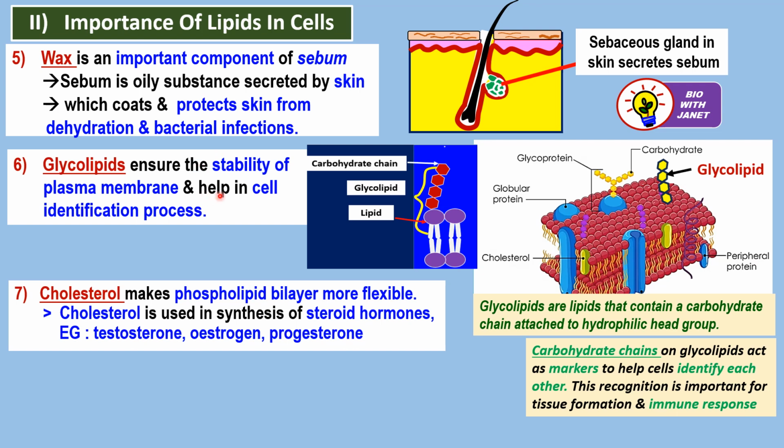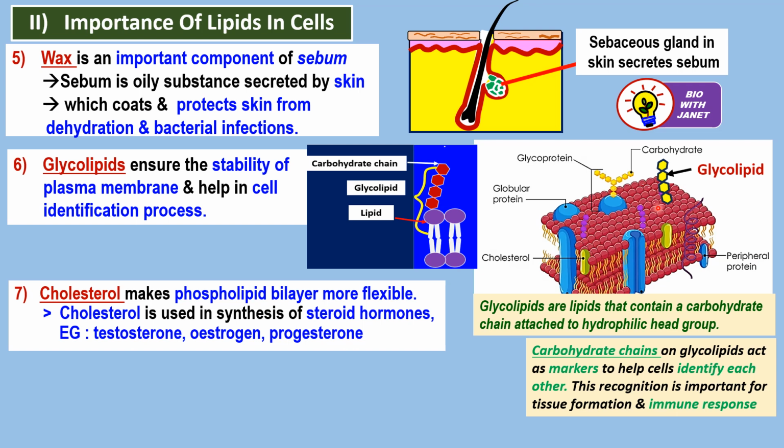Now, what is cell identification process? So the glycolipids have the carbohydrate chains that act as markers to help the cells identify each other, so that the cells know which cells belong to the body, so that the white blood cells will recognize their own cells from the body and they will not attack them.